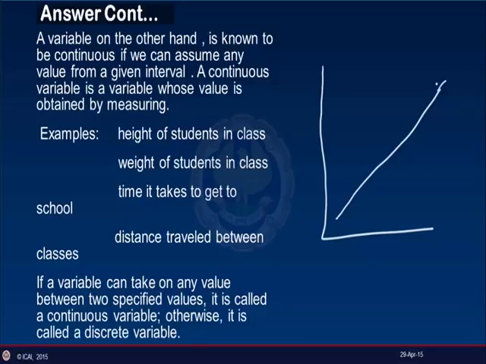If a variable can take on any value between two specified values, it is called a continuous variable. Otherwise, it's called a discrete variable, like I explained in the example. So here data are coming with gaps. So this is a discrete variable, and this is a continuous one. This is an example of a continuous variable. So that's the difference between a discrete and a continuous variable.